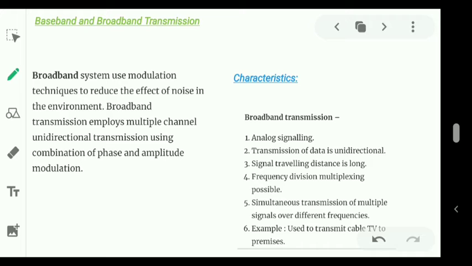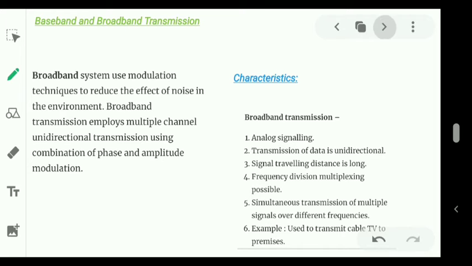So what are the characteristics? Analog signaling is there, transmission is unidirectional, signals travel a long distance, and frequency division multiplexing is used, which I will explain just after this. It is the transmission of multiple signals over different frequencies, for example TV, the TV broadcasting that we are doing now, that is broadband.